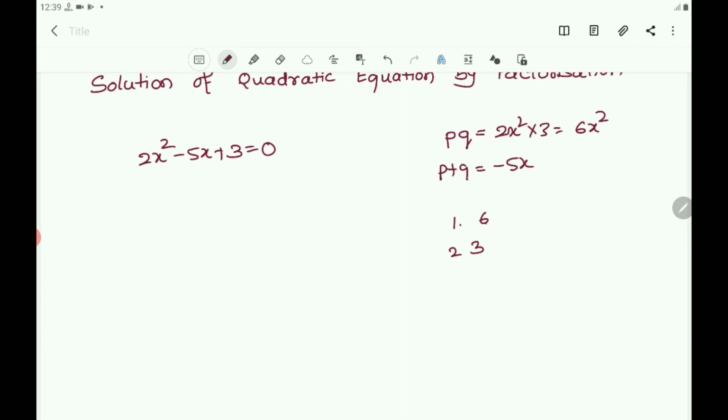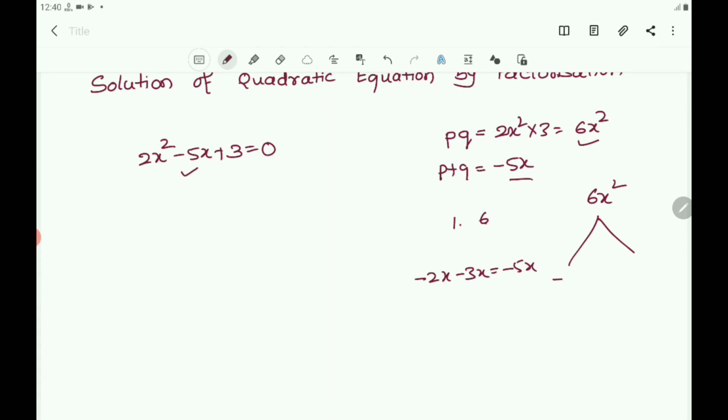Here the product is positive, which means the factors must have the same sign, that is the sign of the middle term. And the sum must be 5, since 3 plus 2 equals 5. So you can have minus 2x and minus 3x, which equals minus 5x. So the factors are minus 2x and minus 3x.